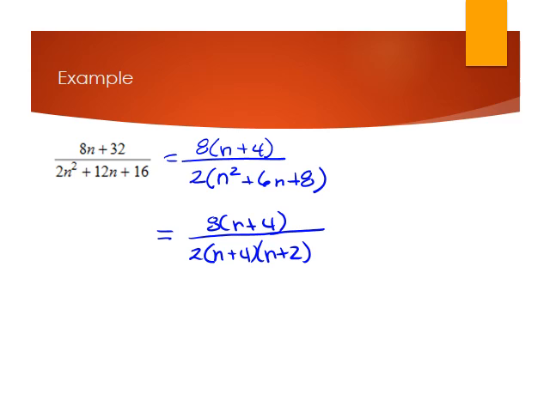And the n plus 4s are going to cancel. The 8 over 2 cancels to 4. So I get 4 over n plus 2.